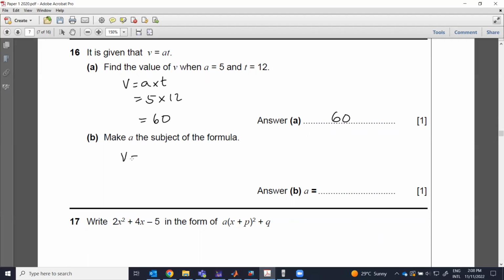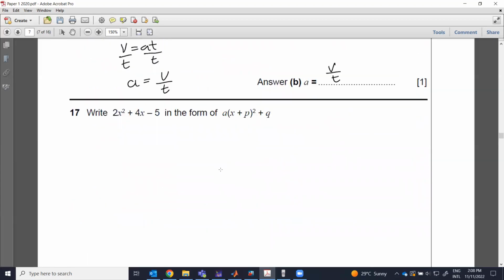Then where v is equal to at, we have to make a the subject. Just divide by t on both sides. So a is equal to v over t. That is making a the subject of the formula.